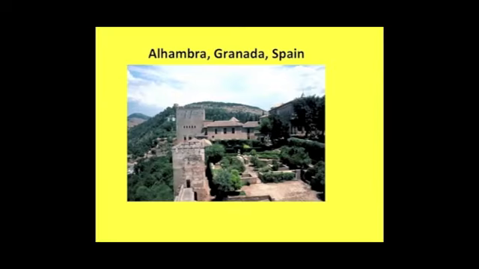Let's look at a palace. Let's look at domestic architecture. Domestic if you happen to be really rich. And this is the Alhambra in Granada, Spain. This is a fortified castle. And again, it's in Andalusia, in the southern part of Spain.